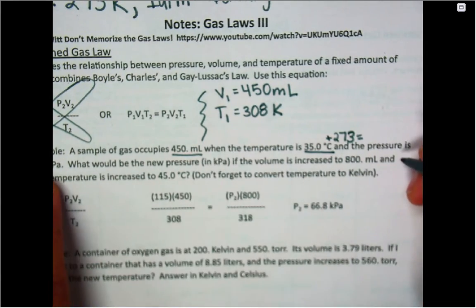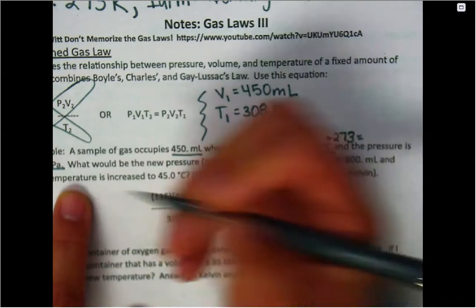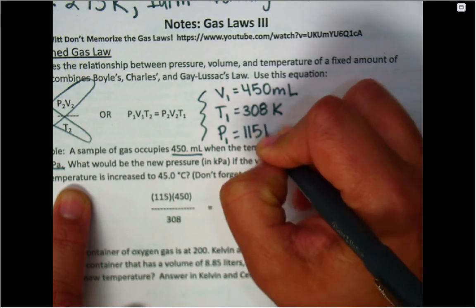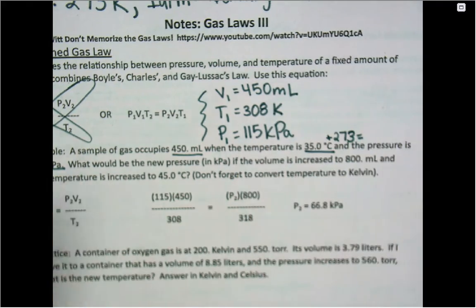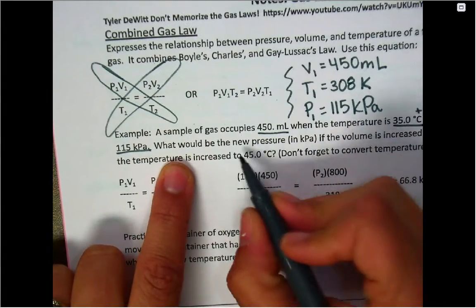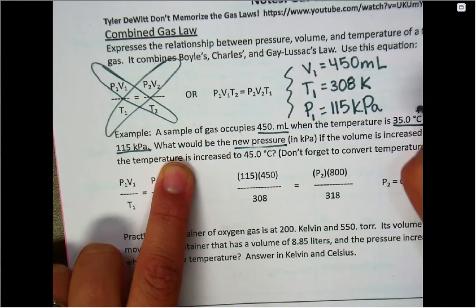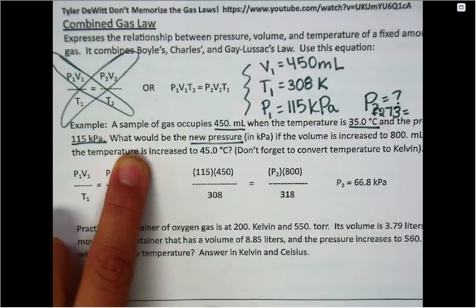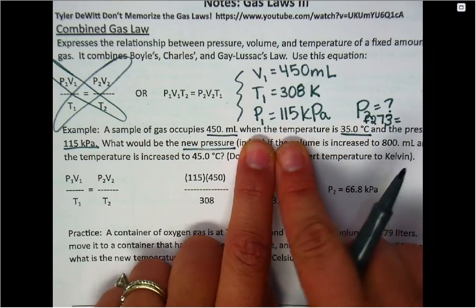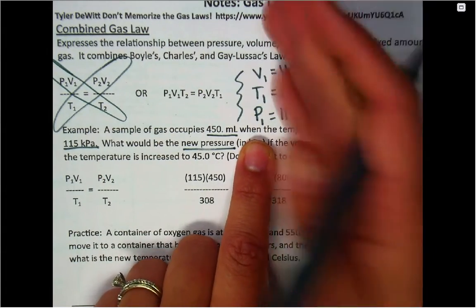All right, and then the pressure is 115 kilopascals. So I'm going to put pressure 115 kPa. Okay, so then we continue reading. It says, what would be the new pressure? So that tells me that I'm solving for pressure 2. So I'm going to put pressure 2 is equal to a question mark. Okay? And notice I'm leaving it in line with the other pressure that I had just gotten. I'm not going to rearrange them.